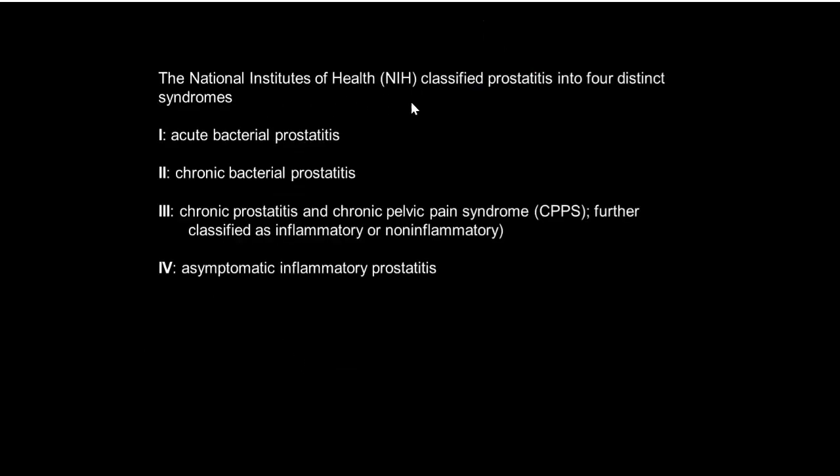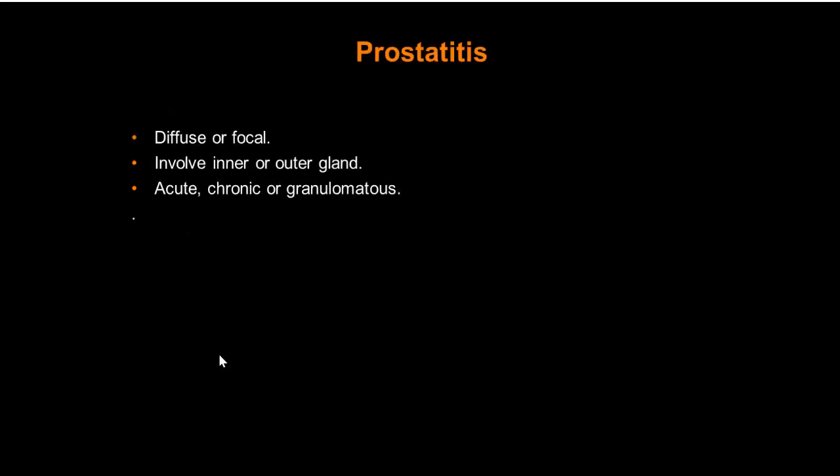The National Institutes of Health classified prostatitis into 4 distinct syndromes: acute bacterial prostatitis, chronic bacterial prostatitis, chronic prostatitis and chronic pelvic pain syndrome, further classified as inflammatory or non-inflammatory, and asymptomatic inflammatory prostatitis. Prostatitis may be diffuse or focal, involve the inner or outer gland, and be acute, chronic, or granulomatous.